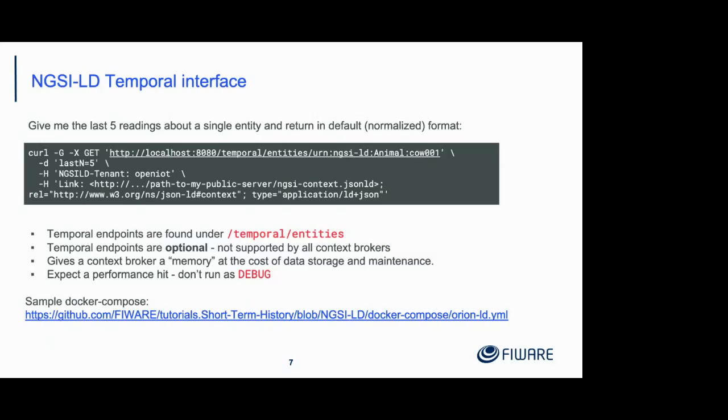Of course, this means that you have the ability to track attributes over time, and you can see the link on the screen, which I put in the chat, to get hold of this. You can get information about the whereabouts of an entity which is moving over time. Temporal endpoints are found under temporal/entities, but depending on your broker, you may or may not have it. You may or may not need it.